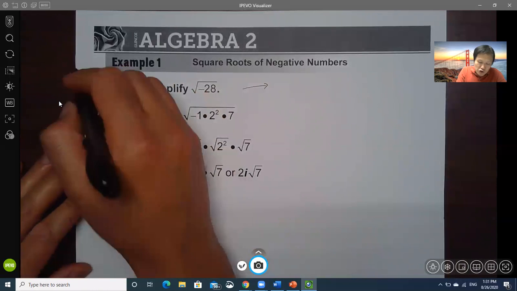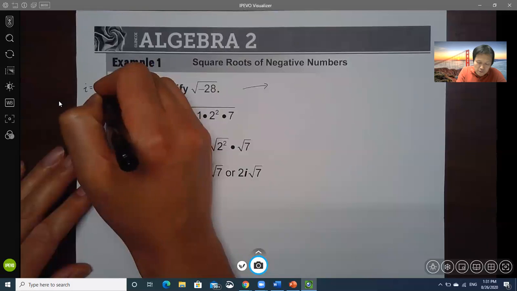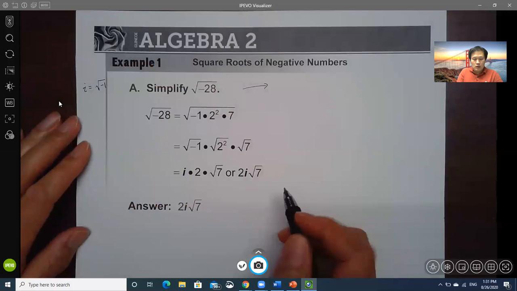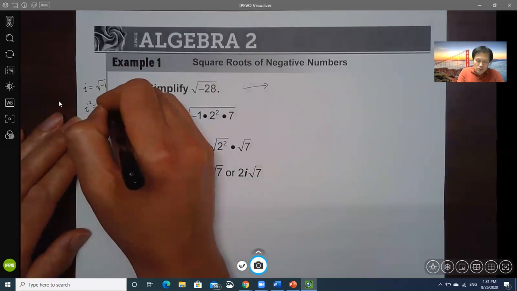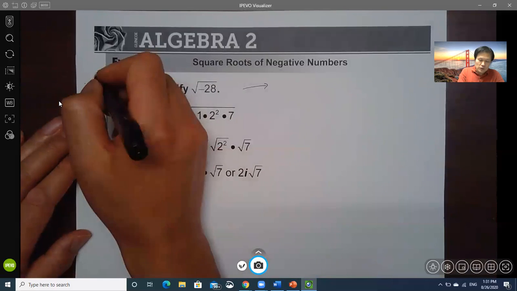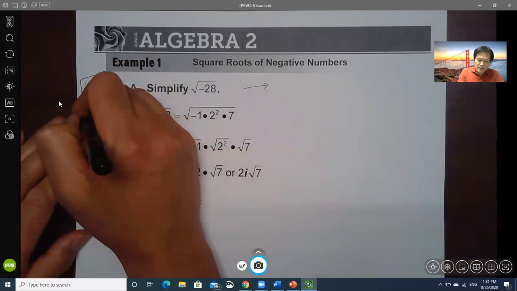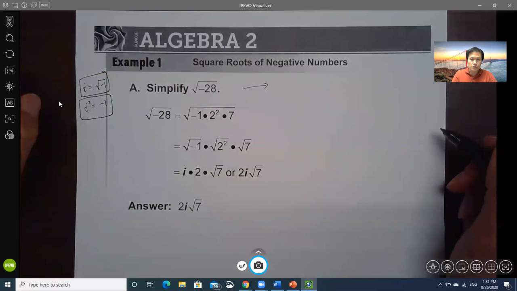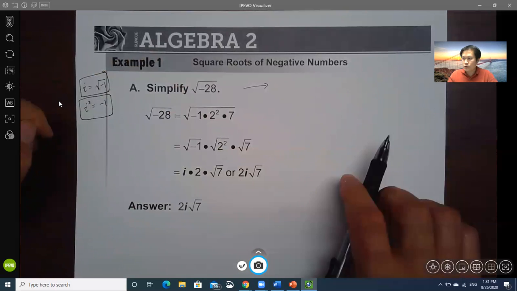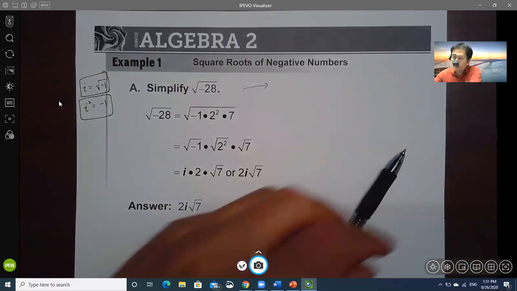i is the imaginary number, which is the same as square root of minus 1. If you square both sides, i squared equals minus 1. So these two, you need to memorize for this chapter. i is equal to square root of minus 1, i squared equals minus 1.